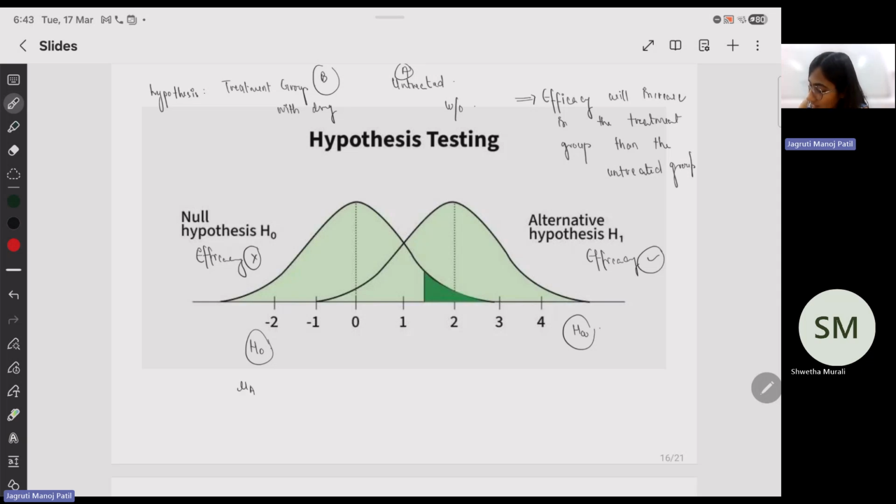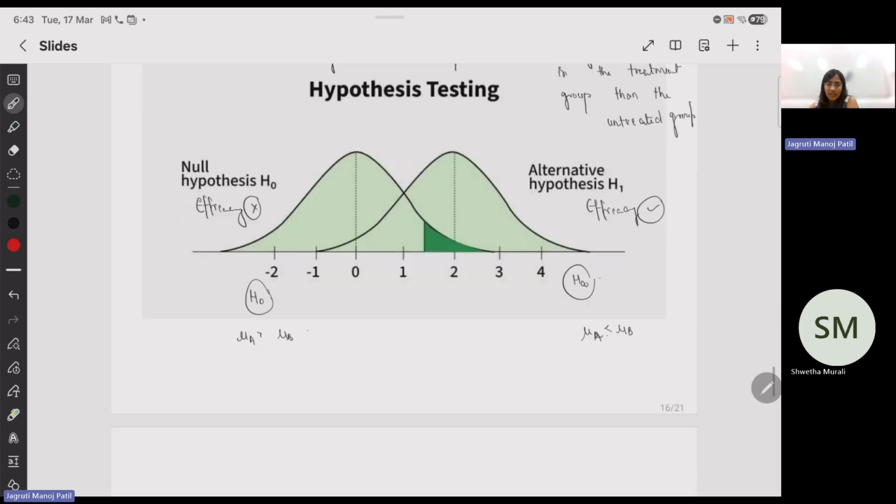So mu A is always higher than or equal to mu B, whereas my alternative hypothesis is that it will increase. So the mean would be higher for, let's say, your second group. So mu A is less than mu B. Okay, so that is my hypothesis. That's how I'll look at my data set.